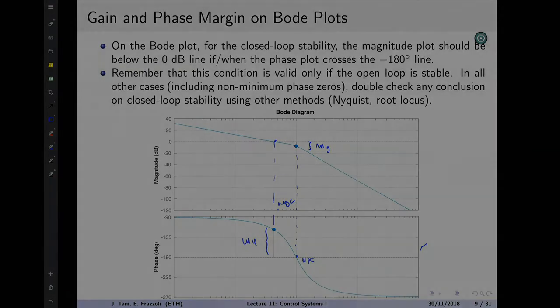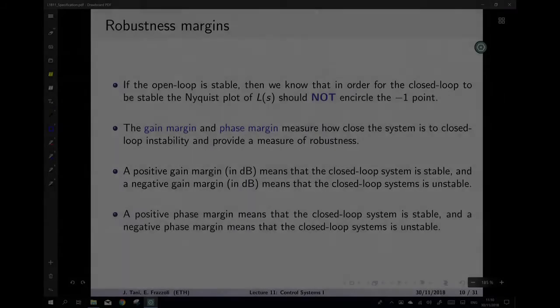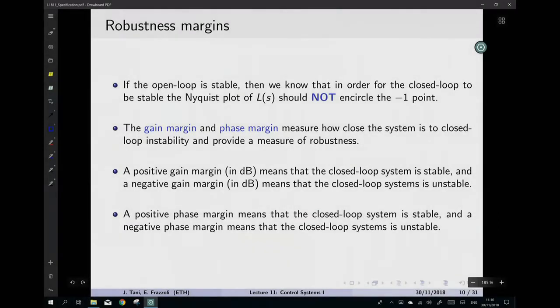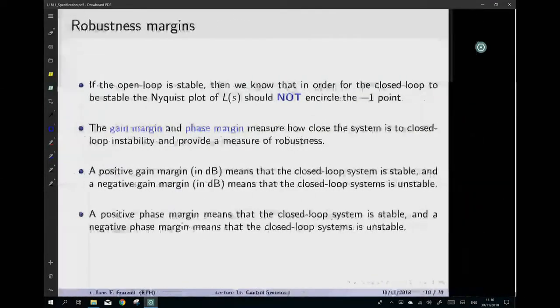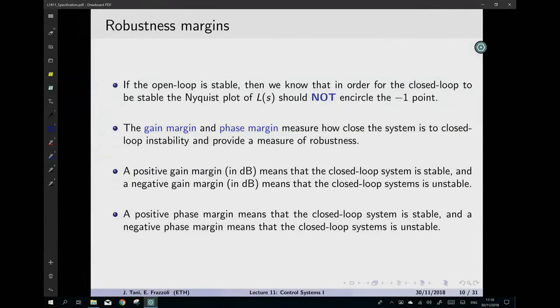Take a break, we can continue afterwards. Okay, so back to your seats. Okay, so we've introduced the margins. Margins are very nice. Take your seats, we've got lots to do.